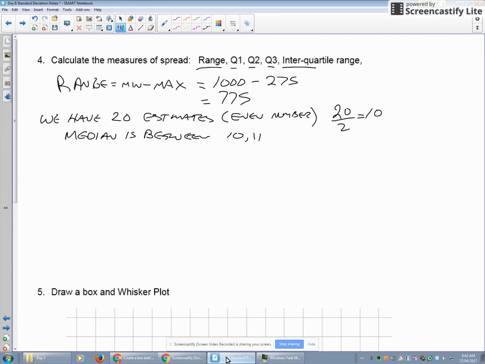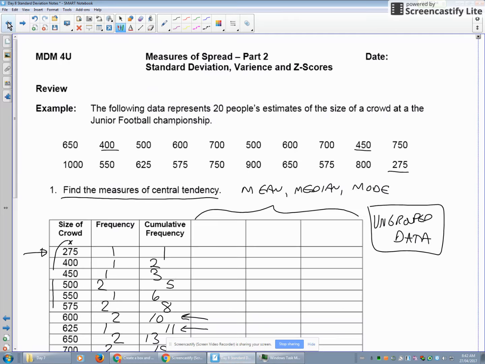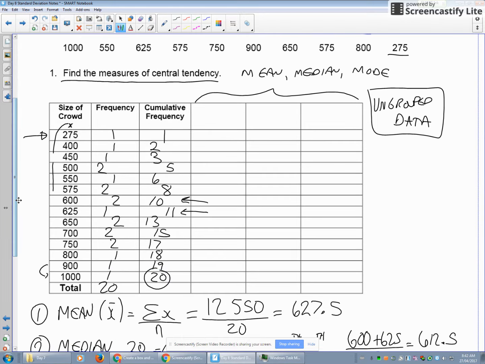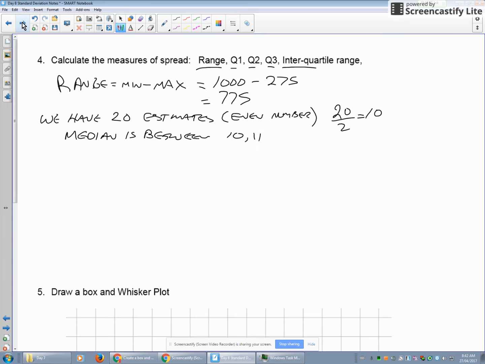So if I go back to my chart and see what the estimate was for the 10th value and the 11th value, this is my 10th value here. The estimate was 600. The 11th value is an estimate of 625. So my median value is going to be the average of 600 and 625, so 600 plus 625 over 2, or 612.5. This is my median value.